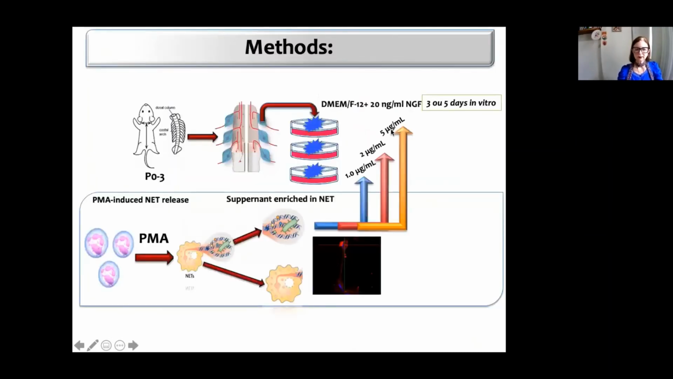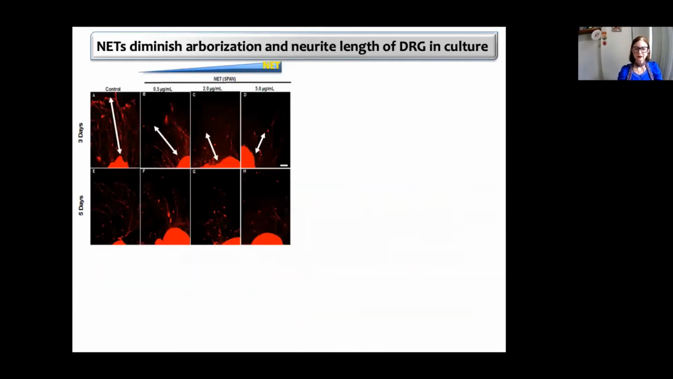So just quickly, I'm going to skip this, but just to show you how NET could be very toxic. This here is a model for the FAP. This is a dorsal root ganglia, that's the peripheral nervous system ganglia. And here's the control, and I want just to call your attention. Here we add increasing amounts of NETs. We can see that all the neurites grow in culture for 3 days or 5 days. They are a little bit damaged due to the time these ganglia are in culture. But look how NET is very toxic to this ganglia, to this neuronal cell.